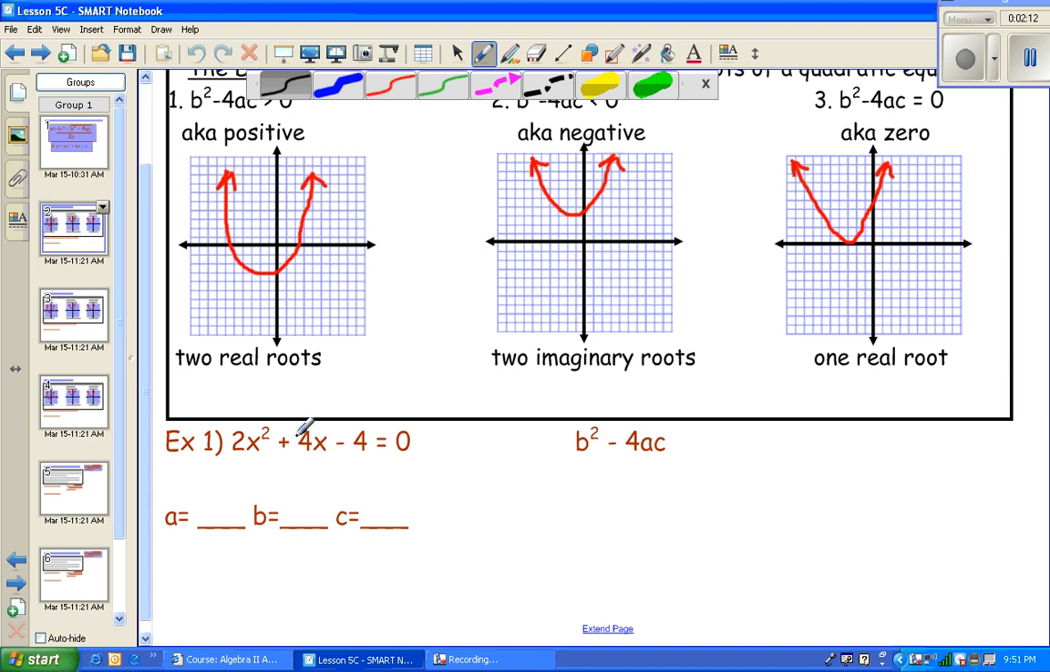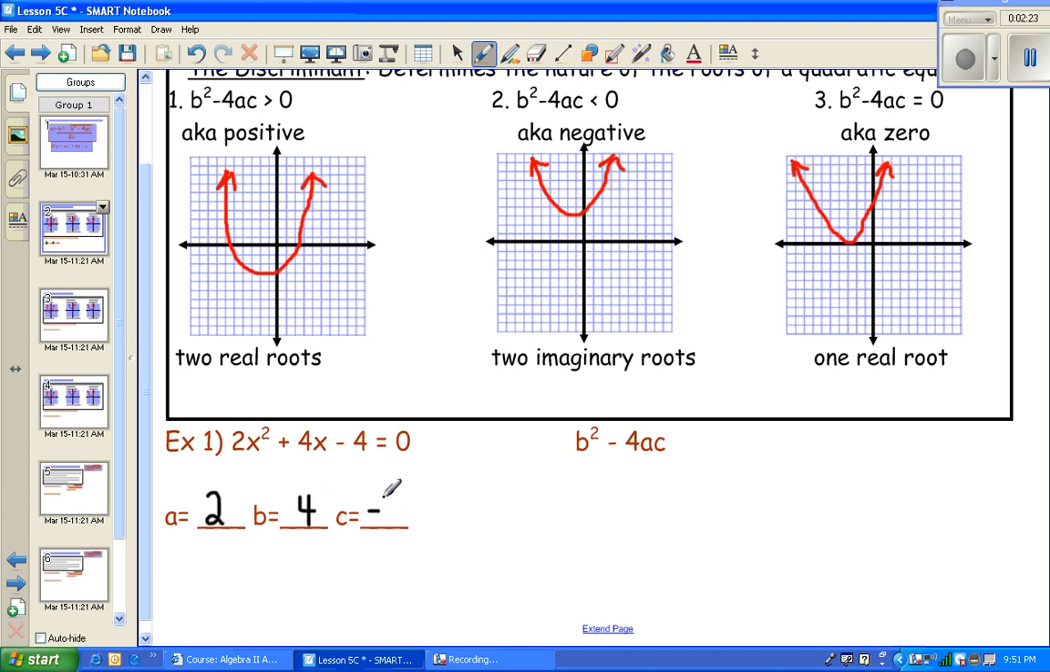So if you look at the example we have right here, this is already in standard form. You have your ax squared plus bx plus c. Your a value, the value attached to the x squared, is 2. Your b value, the value attached to the x, is 4. And then your c value, that constant, is negative 4. So you take those three values, you plug them into the discriminant formula, which says b squared minus 4 times the a value times your c value.